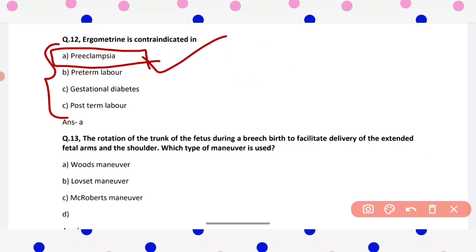So what is happening in preeclampsia? Blood pressure is going to increase. Fine. So the right answer is option A.